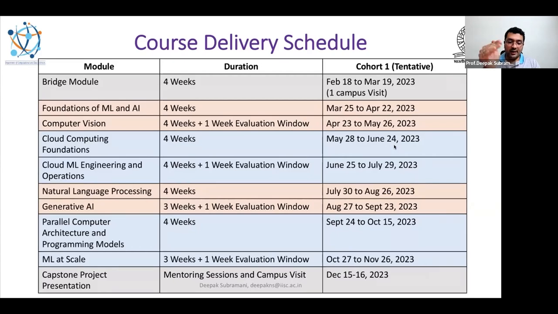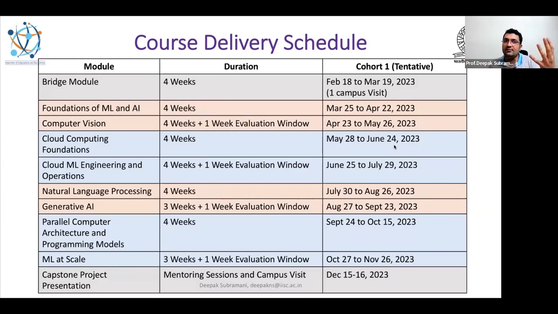Followed by that, there is cloud computing foundations and cloud ML engineering and operations. So you get introduced to MLOps practices, CI/CD pipelines, all of those with the models that you have developed in the previous two modules. So by about halfway through the course, you will be in a position to deploy and understand ML models, AI models for tabular data, for computer vision, using the entire CI/CD, CT pipelines, all of that together. So you'll be capable of doing that.